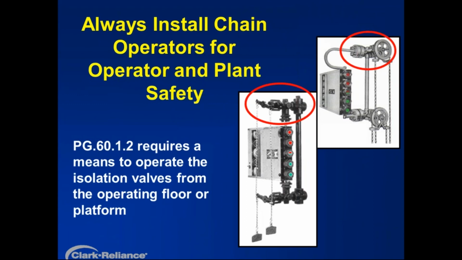We strongly encourage installing chain. The code requires an operating mechanism on any gauge glass valve set to the platform or operating floor, and especially when any valves are more than 7 feet above the platform. If a valve is within 7 feet, a typical operator can manipulate it, but if it's greater, the only way to get to it is either with a ladder or a chain. Obviously, a mechanism such as a chain or reach rods or electric actuators would be a safe way to manipulate those valves.